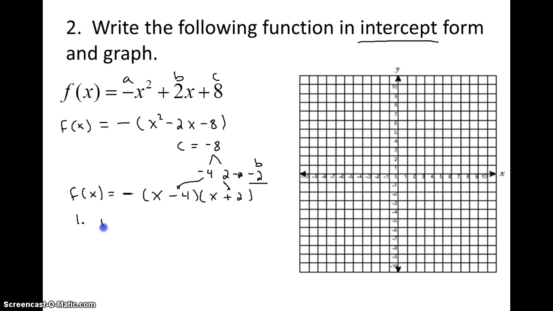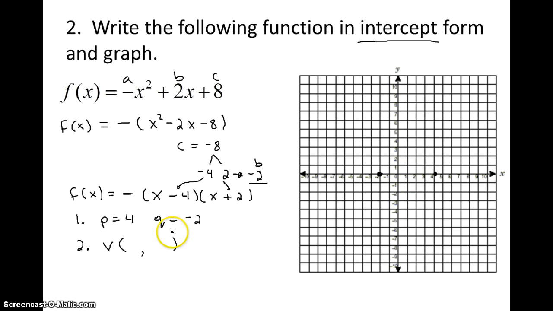So step 1, you find p and q. P is going to be the opposite of the first number, positive 4. Q is going to be the opposite of the second number, negative 2. And then you find the vertex, step number 2. Let's go ahead and plot those two x-intercepts first. Here's the negative 2, here's the positive 4 over here. If you want to find the x coordinate for the vertex, remember that we just need to find the midpoint of the x-intercepts. From negative 2 to positive 4, the midpoint is 1. So x should be equal to 1.